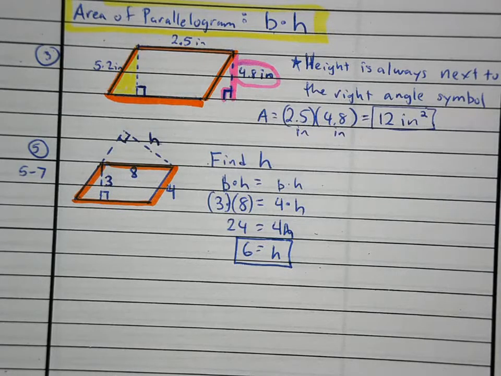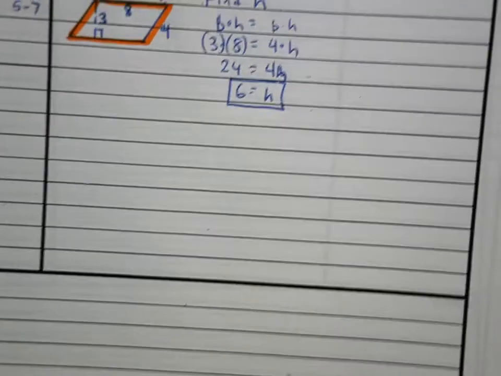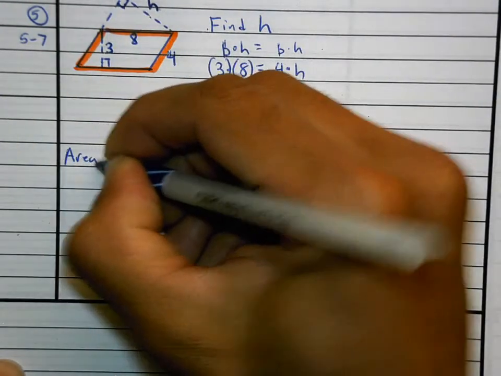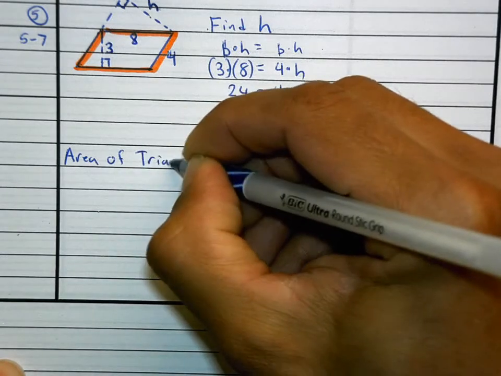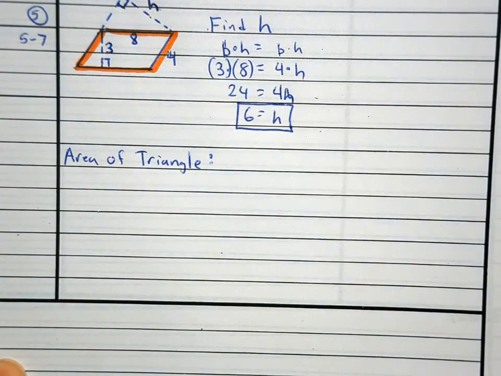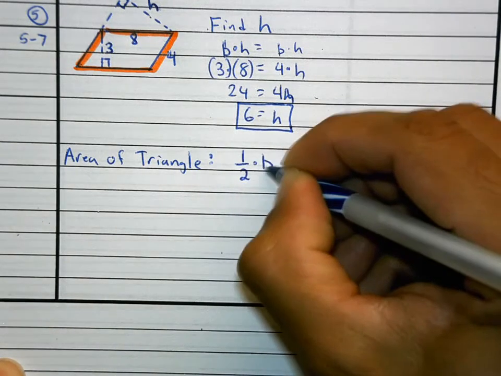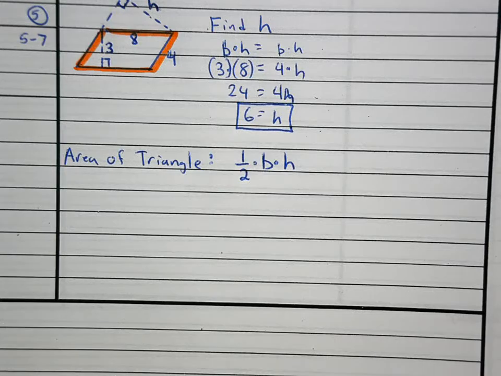Now that brings us to triangles. Area of a triangle. The formula for the area of a triangle is 1/2 base times height. This formula is very similar to the parallelogram formula, except there's this 1/2 that's in front.